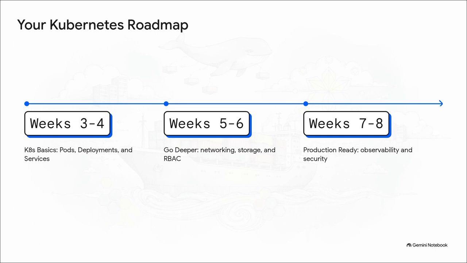Then, in weeks 5 and 6, we go deeper. Once you've got the basics down, you tackle how things actually connect and scale in real clusters. So you'll study Kubernetes networking, persistent storage, role-based access control or RBAC, and auto-scaling. Finally, in weeks 7 and 8, you focus on becoming production ready. This is where you learn what it takes to run Kubernetes in the real world. You'll cover observability, security hardening, GitOps workflows, and how to utilize managed services. It's a structured path taking you right from a simple pod up to managing a highly secure, scalable infrastructure.